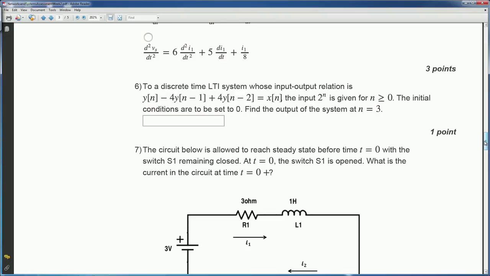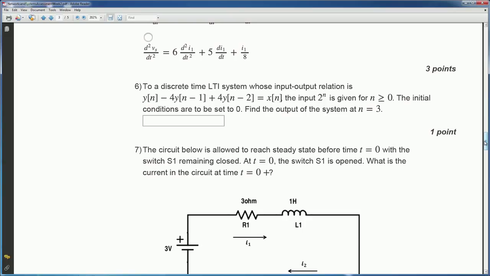So, the sixth one is a discrete time system. The reason why we put in this question is to just show you in one way how easy discrete time systems are compared to continuous time systems when you try to solve them. So, if you look at this equation, it says the input output relation is y of n minus 4 times y of n minus 1 plus 4 times y of n minus 2 equals x of n, and the input 2 power n is given for n greater than or equal to 0. So, what does that mean? X of n is 2 power n times u of n. That is the meaning of the input, and then the initial conditions are 0.